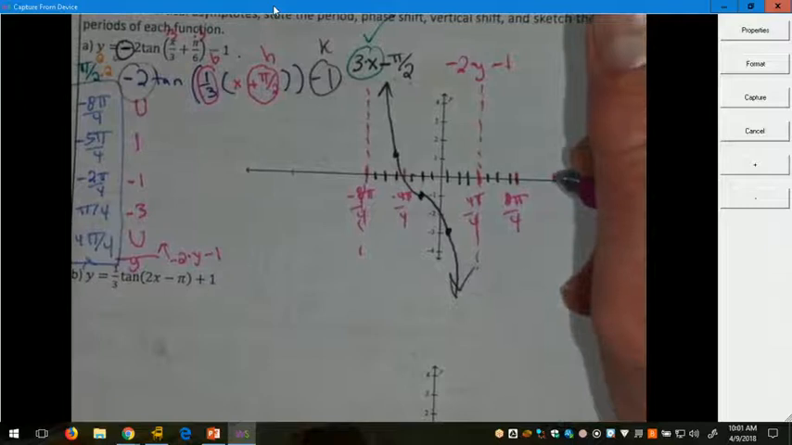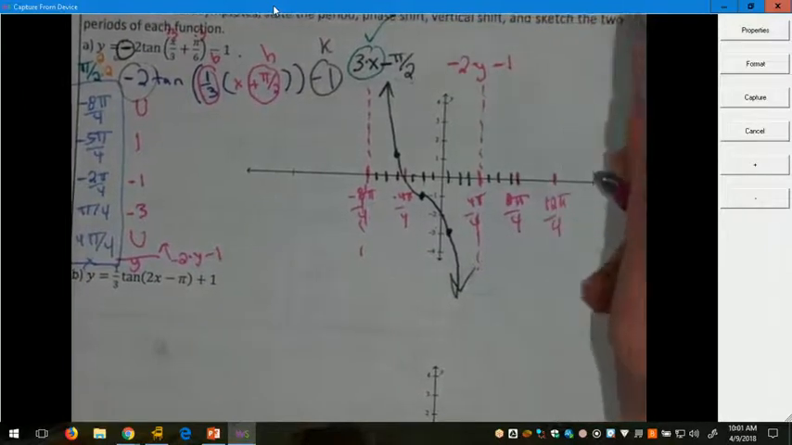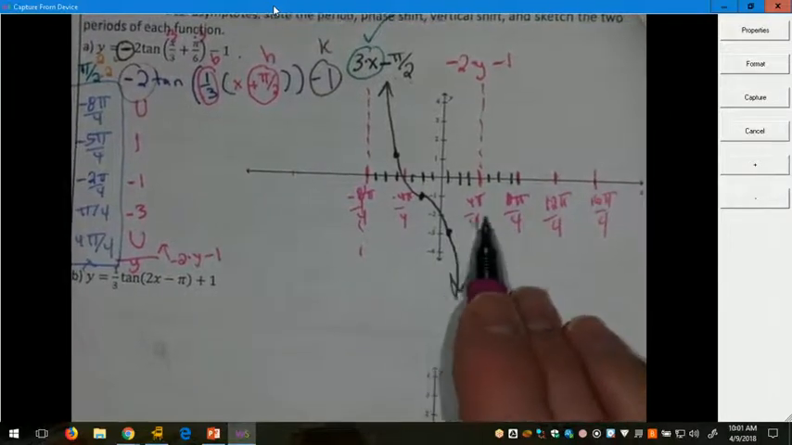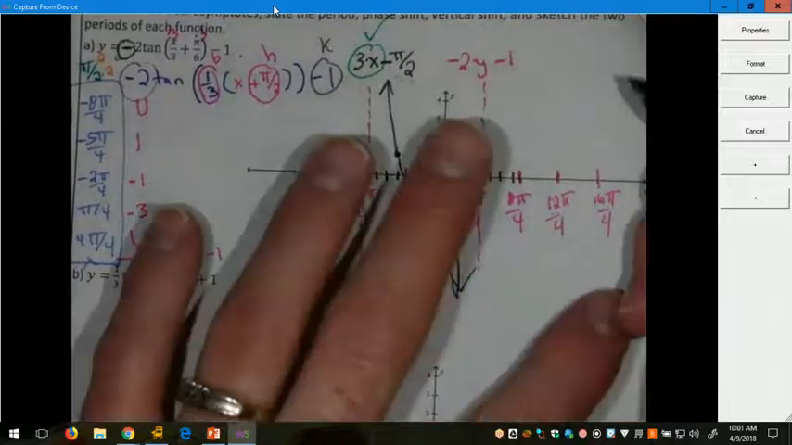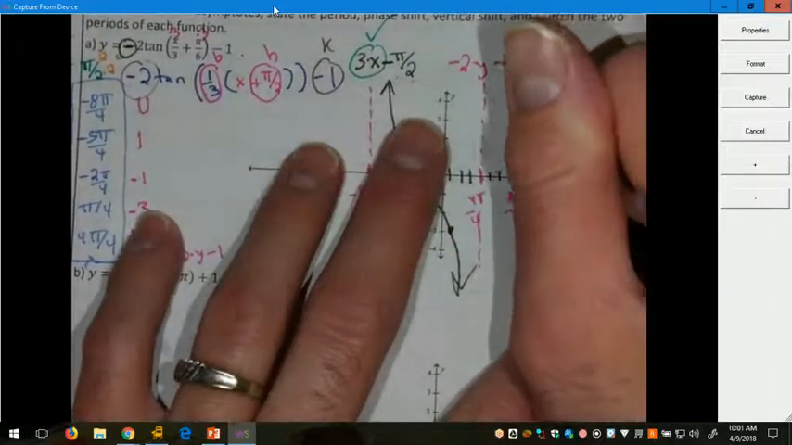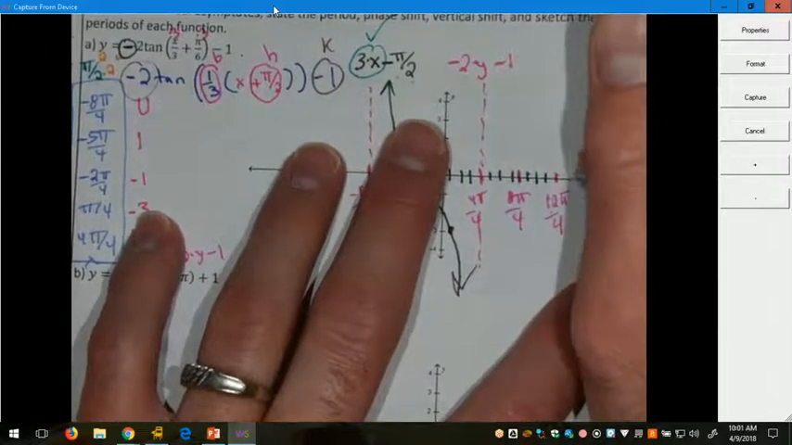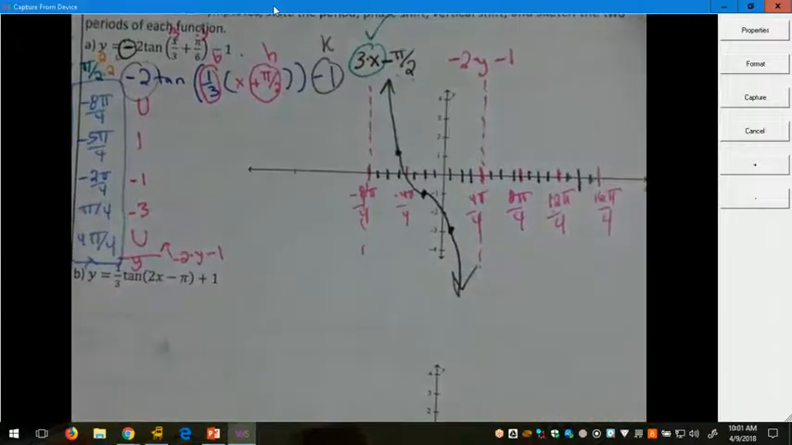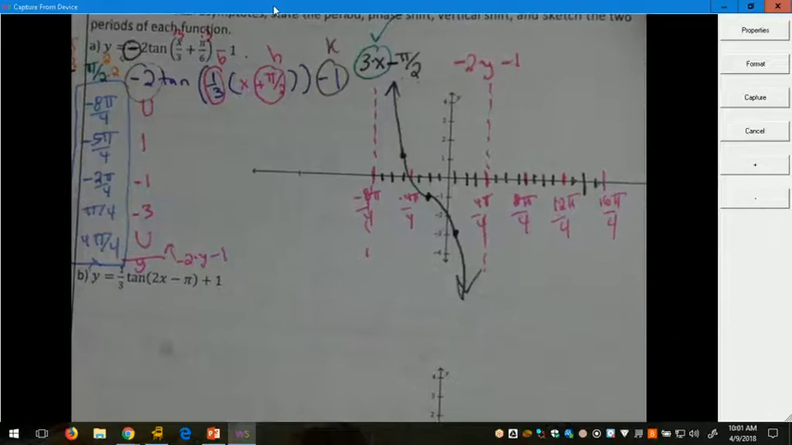So this would be 12 pi over 4, and this would be 16 pi over 4 because they're now evenly spaced. 4, 4, 4, 4. Between the 12 and the 8, halfway is 10. There's 9 and 11. Between the 16 and the 12, there's 14. There's 13 and 15. So now I have 16 tick marks from 0 out to 16 pi over 4.